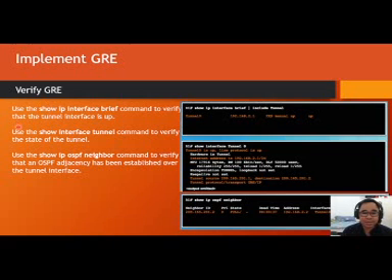Verify GRE. Use the show ip interface brief command to verify that the tunnel interface is up. Show ip interface brief, and we put the tunnel. Show ip interface tunnel 0.